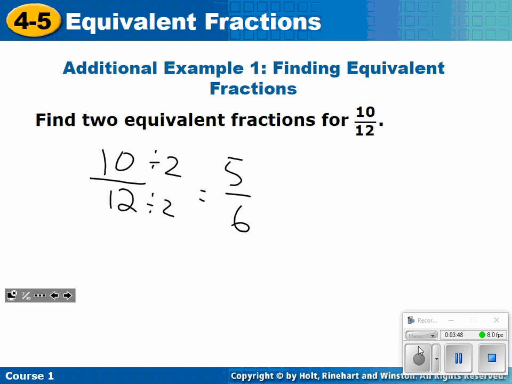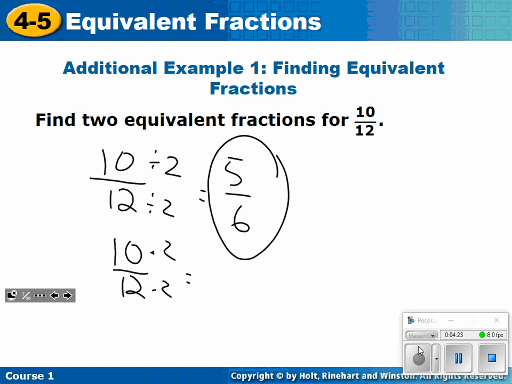10/12. The greatest common factor 10 and 12 have is 2. So when we divide 10 and 12 by the greatest common factor, the next fraction we get, the greatest common factor 5 and 6 have, is 1. So we need to write 2 equivalent fractions for this. So we got 5/6. That's 1. The next one, we want to take 10/12, and I'm going to multiply this by 2 times 2, and I'm going to end up with 20/24.